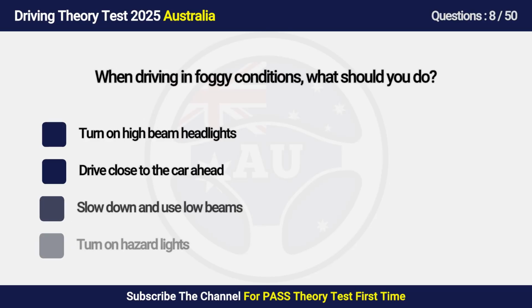Question 8. When driving in foggy conditions, what should you do? A. Turn on high beam headlights. B. Drive close to the car ahead. C. Slow down and use low beams. D. Turn on hazard lights.